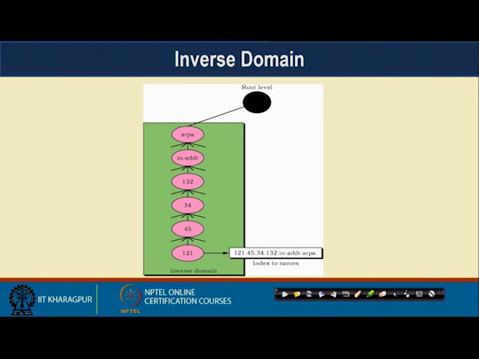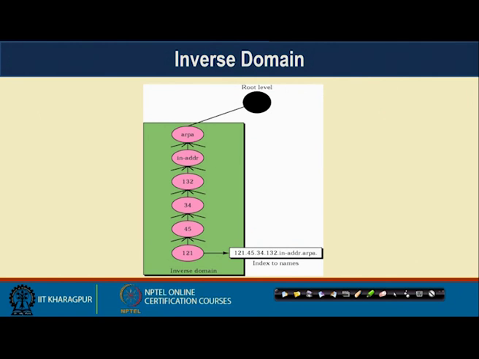For inverse domain, if it is an IP, this server is in in-addr.arpa, and the IP is written in a reverse way. So 132.34.45.121 is written here as 121.45.34.132 in in-addr.arpa. So, the IP representation is in an inverse way. This is inverse resolution, right.